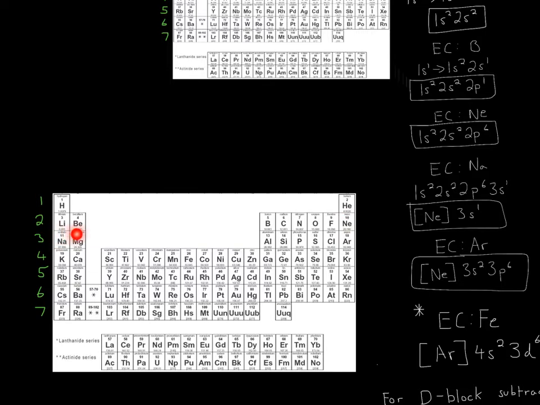So 3s2, and then going over, this is the p block, the entire thing. This is the p block, and I'm still in the third period. So it would be 3p6. Why? Because each one of these elements counts as 1. So 1, 2, 3, 4, 5, 6. Six in the third period, so it's 3p6.